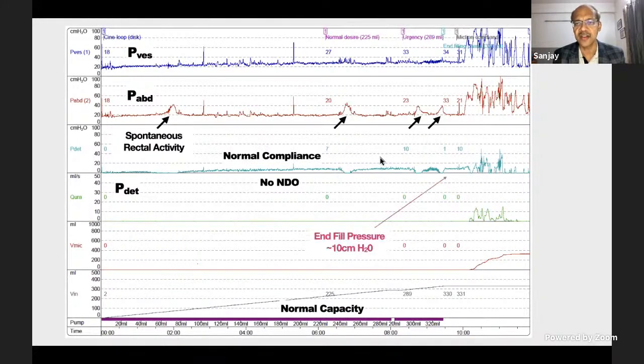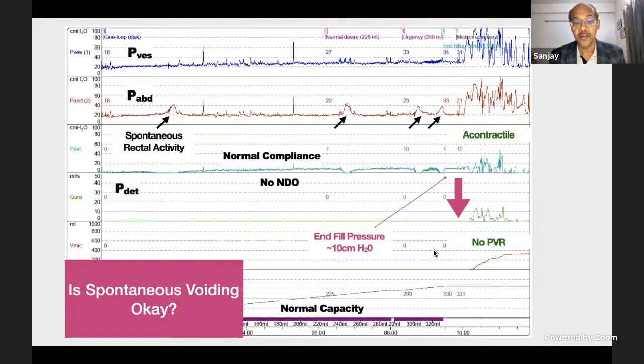There's some spontaneous rectal activity. The end fill pressure is about 10. That's a place where it's given the command to void. Acontractile, abdominal strain, no PVR. You can see the patient emptied the bladder. Looks like a bladder which is safe, right? Is spontaneous voiding okay? The answer here is we don't have enough information to take a decision.